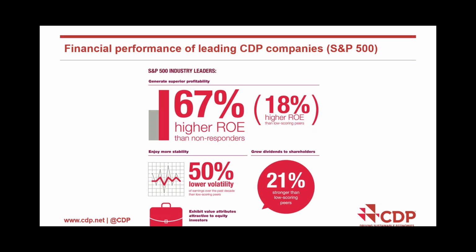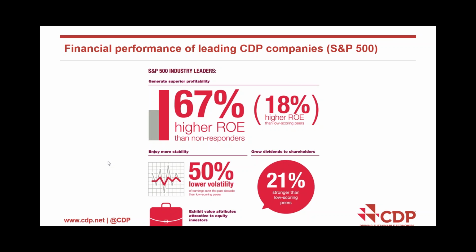In our last year S&P 500 report, there was a correlation between the return on earnings from the companies and their performance in CDP. So those companies that perform better at CDP have a better and higher ROE. They also experience lower volatility in the marketplace, and just overall are better performing companies. So performing well at CDP is indicative of larger business performance, and the market recognizes that.